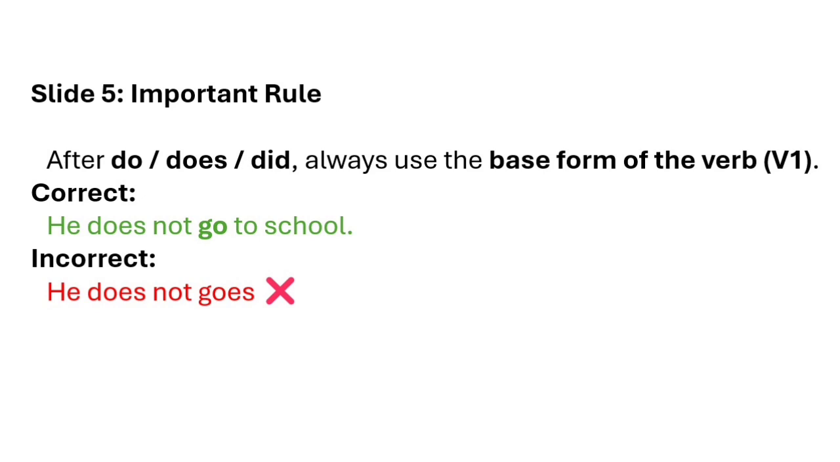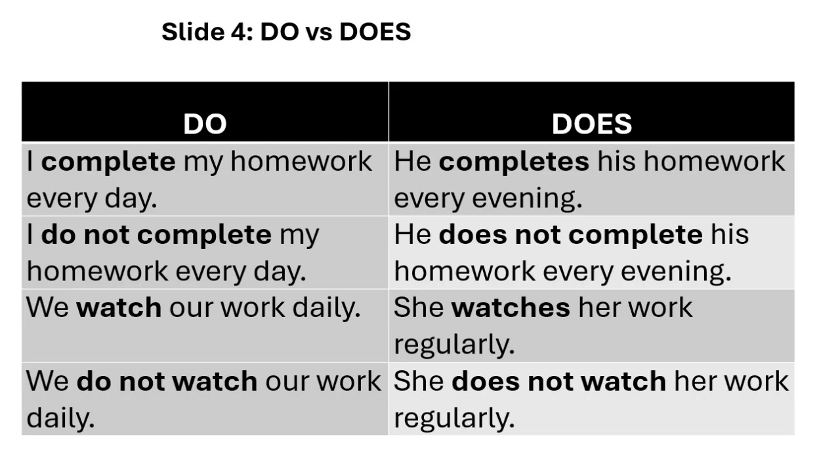Here also you can see that in positive it is completes, but in negative it is does not complete. And in the second example, it is watches, but in negative it is does not watch. Whenever does is there, we use the base form, without s or es.